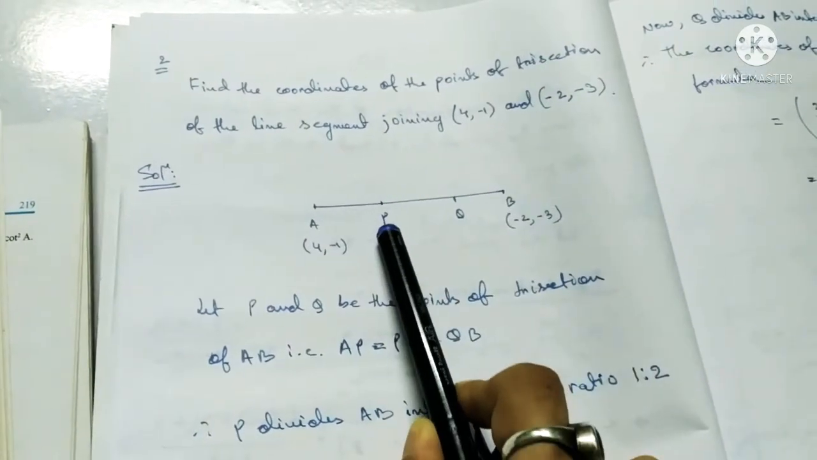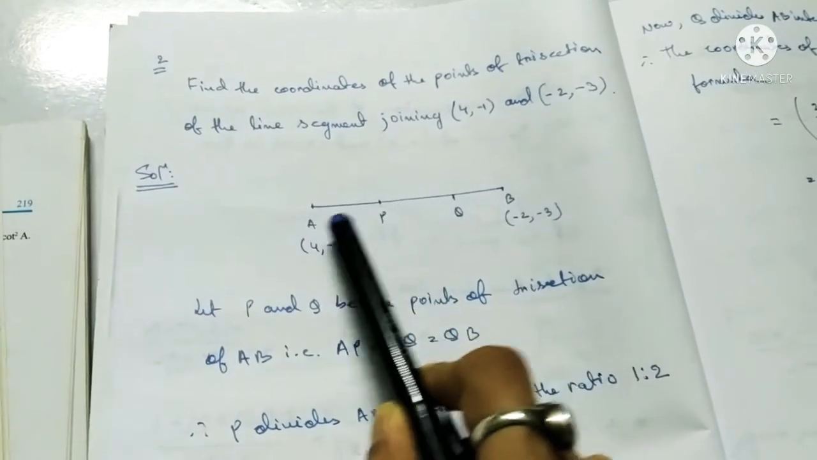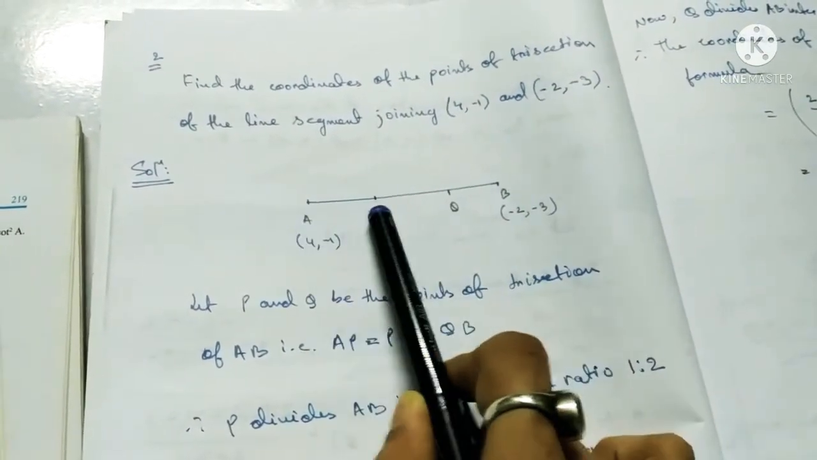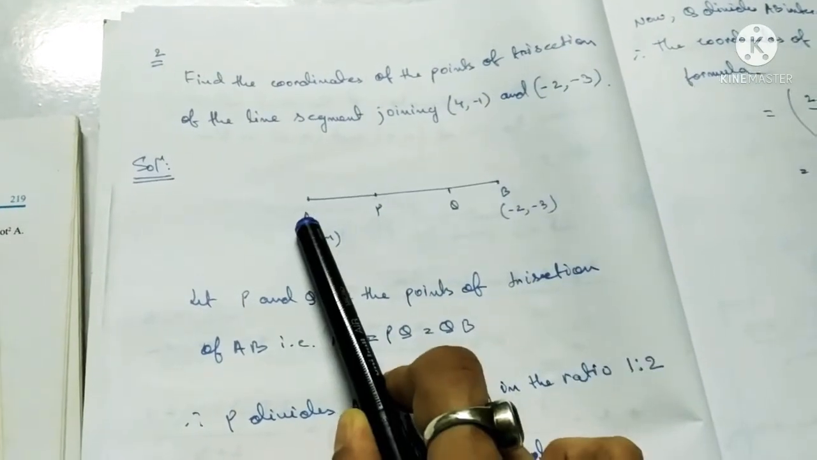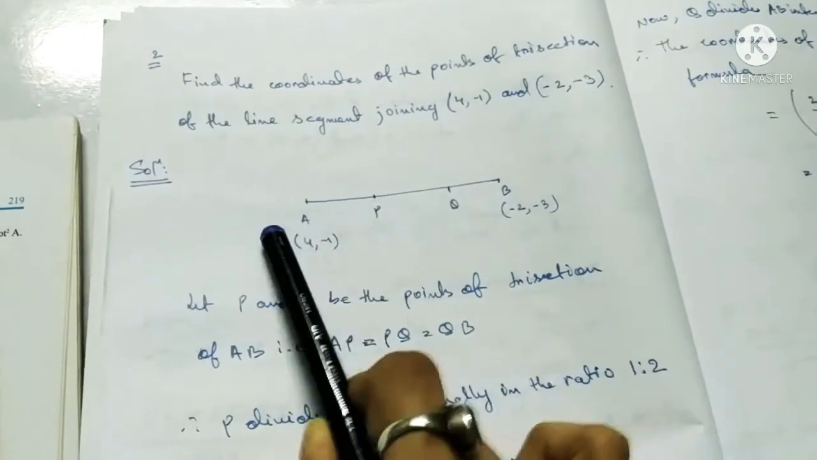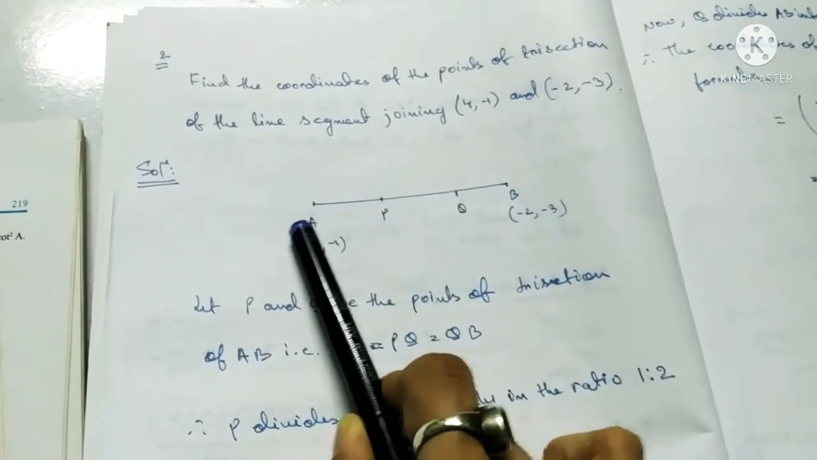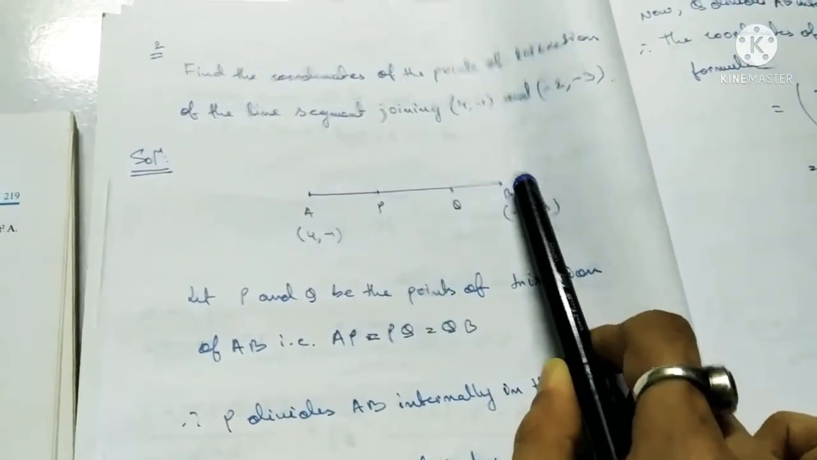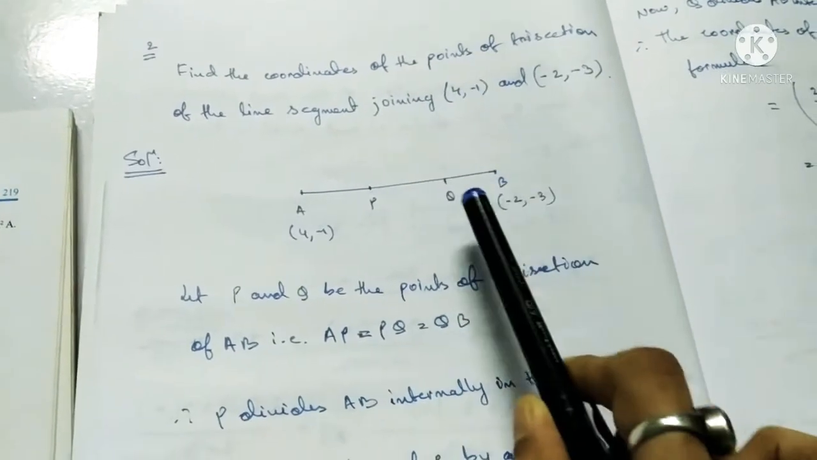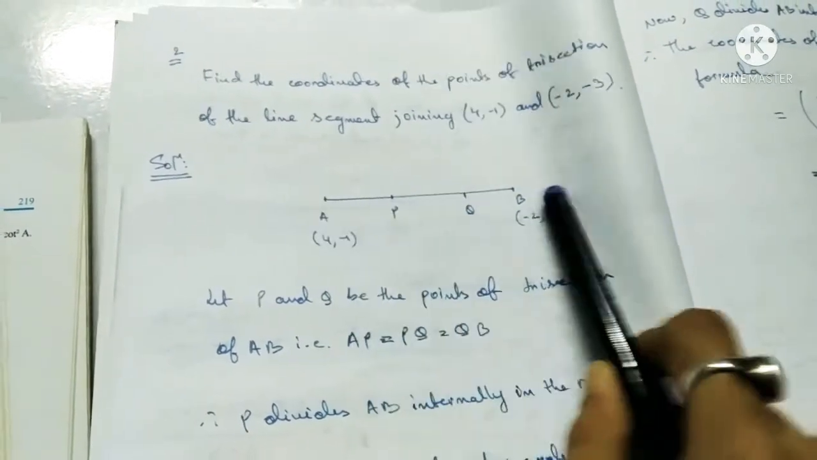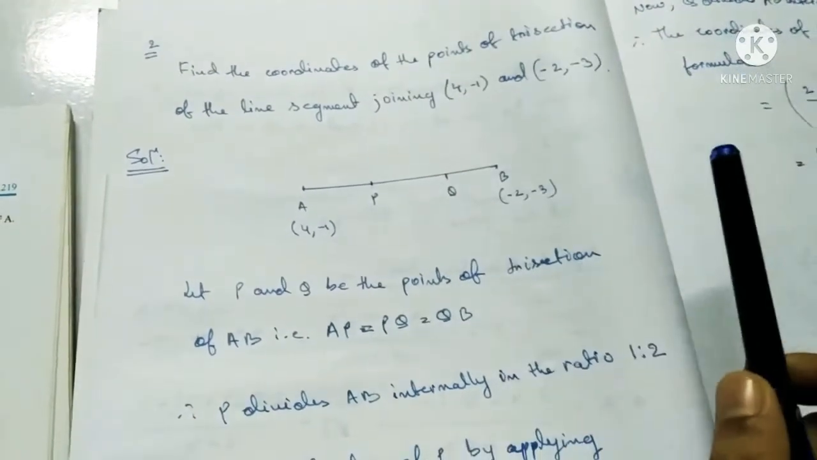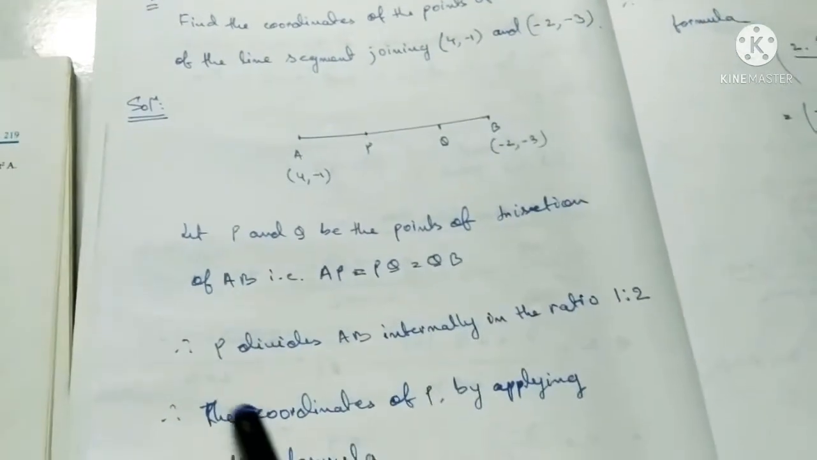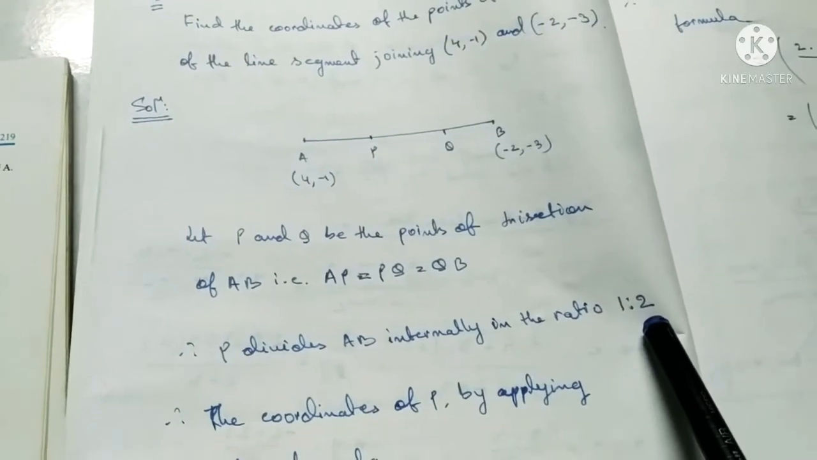So this point P divides this whole line in the ratio 1:2, because AP plus PB, I will get AB. This is 1 plus 1, 2 become. Okay, 1:2. And this point Q divides this whole line in the ratio 2:1. So therefore P divides AB internally in the ratio 1:2.